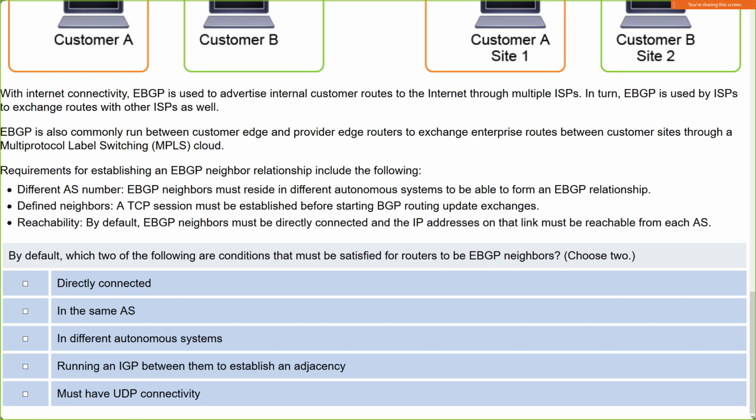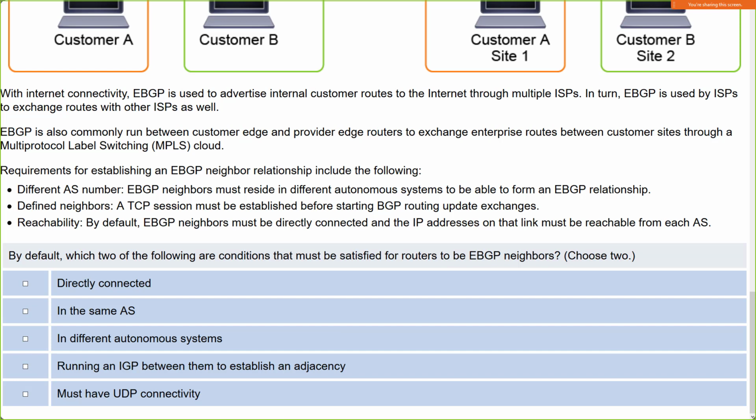With internet connectivity, eBGP is used to advertise internal customer routes to the internet through multiple ISPs. eBGP is also commonly run between the customer edge and provider edge routers. The requirements to establish an eBGP pairing relationship include a different AS number, right? That's the whole point. TCP sessions must be established before starting the exchange of routing information, and we do that by identifying the neighbors using a neighbor command, which you will see in the lab exercise shortly. We use a neighbor command to establish adjacencies.